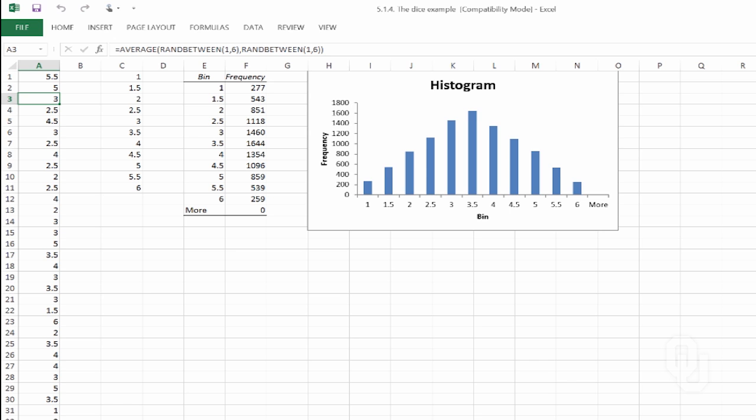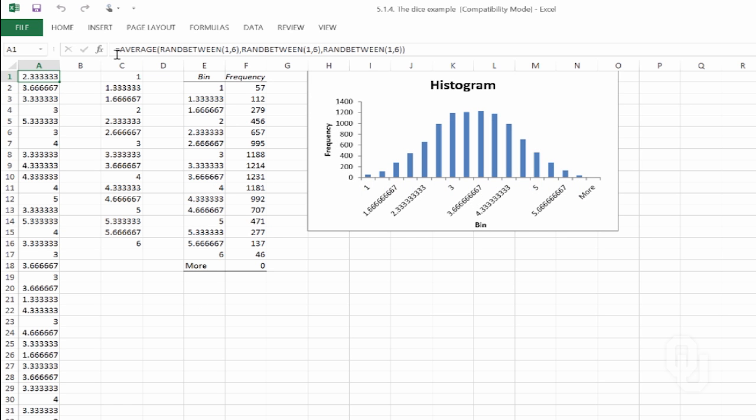Okay, what happens when we increase the sample size from 2 to 3? Same kind of idea. So now we've got a roll of a die once, twice, and 3 times. We're rolling 3 dice here, and whatever comes up, we're going to take the average of that. The first time we roll 3 dice, we get an average of 2.33. Second time, we get an average of 3.67, and so on.